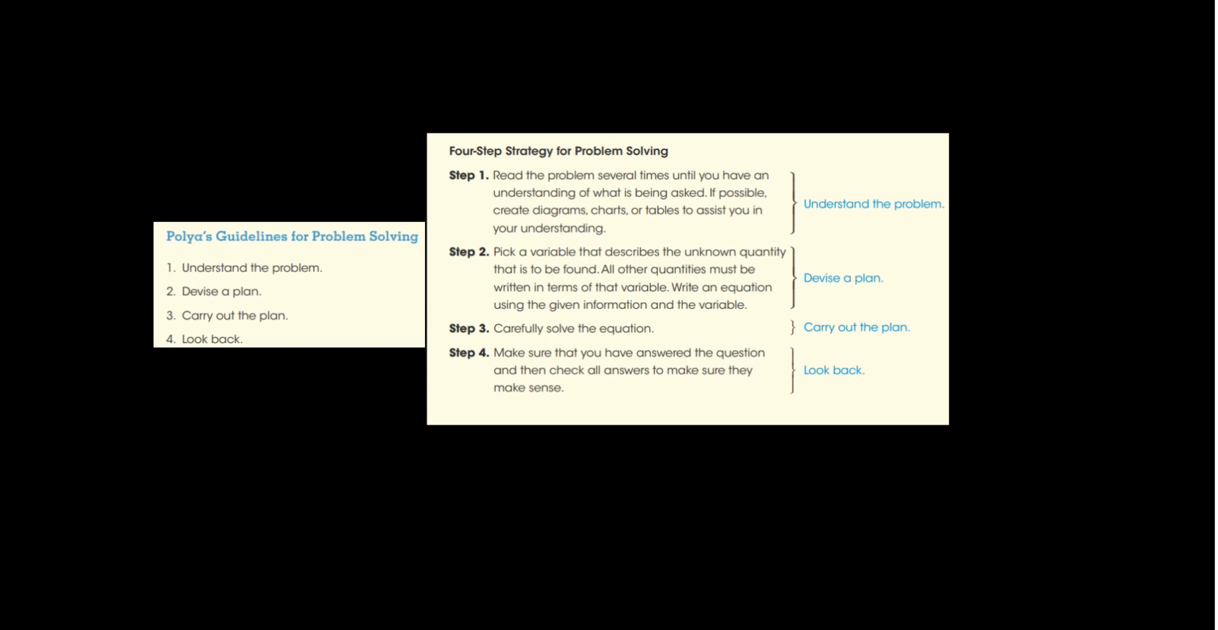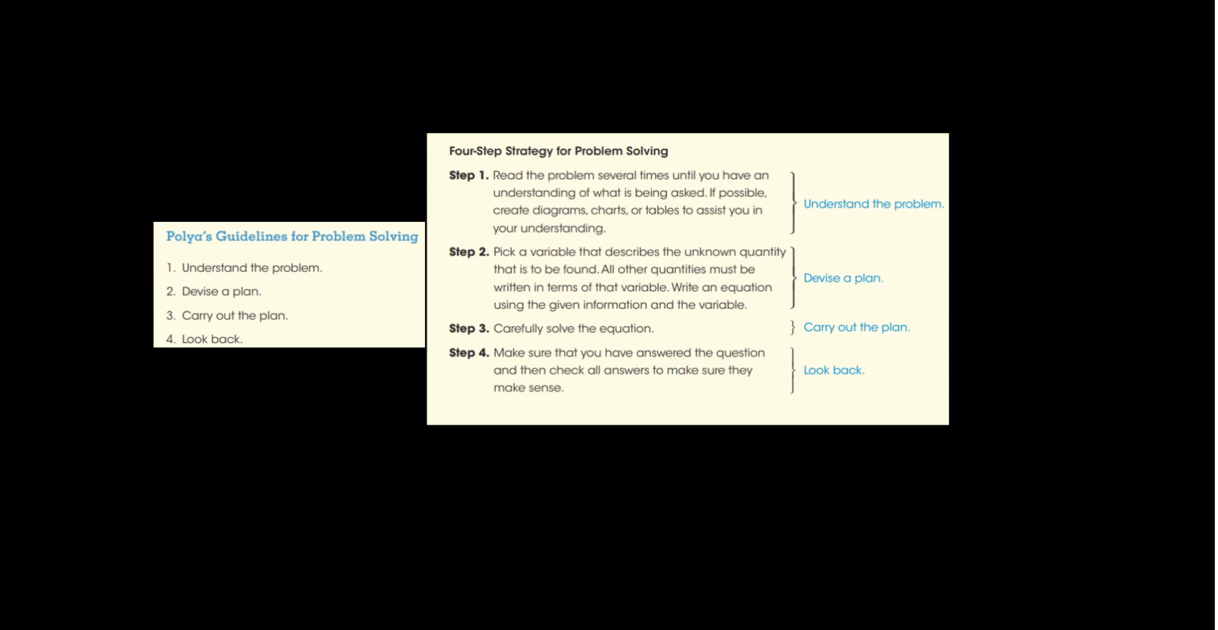Step 2, pick a variable that describes the unknown quantity. So obviously, in the first examples, I was switching between x's and n's for the numbers. But we'll see here in a moment why sometimes you might want to use an H for hot dog, or I think one problem's coming up as touchdown, so we might be using a T for touchdowns or something. Okay. All other quantities must be written in terms of that variable.